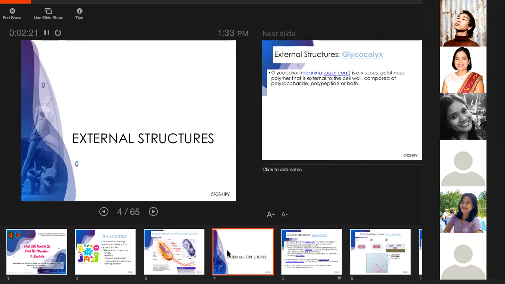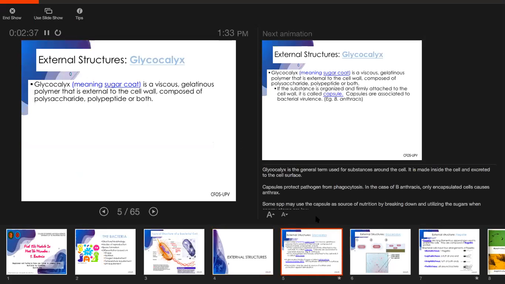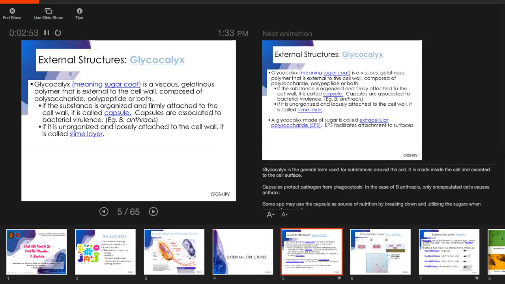All right. So what are the external structures of the bacteria that you can remember upon studying the Module 2 PowerPoint lectures? Okay, so we have the glycocalyx, or you can also pronounce it as calyx. This is external to the cell wall, no? And it is composed of polysaccharide and polypeptide.